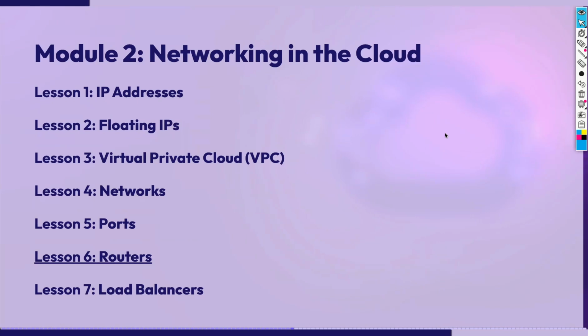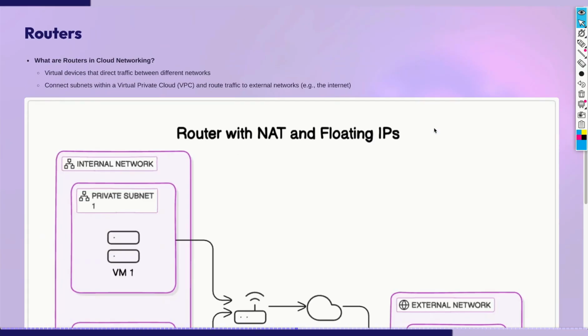In this lesson, we'll touch on routers, and routers are very important for controlling the traffic flow of your network. So what are routers in cloud networking? Routers are devices that connect different networks and direct traffic between them. In a cloud environment, routers play a really crucial role by enabling VMs and private networks to communicate with external systems or other internal systems and subnets.